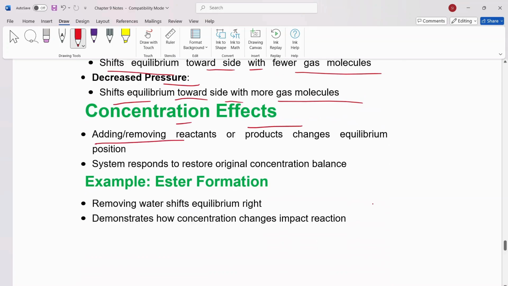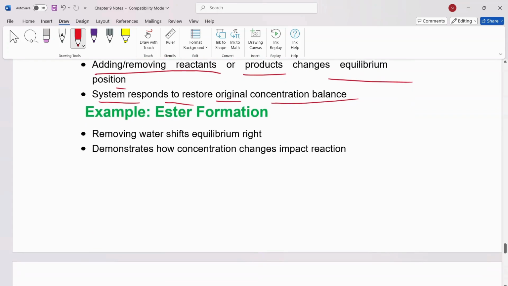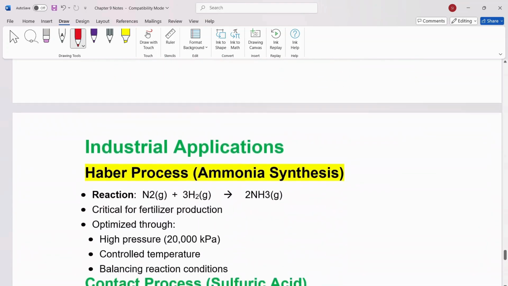Concentration effects: adding or removing a reactant or product changes the equilibrium position. The system responds to restore the original concentration balance. Example: ester formation. Removing water shifts equilibrium right, demonstrating how concentration changes impact the reaction.